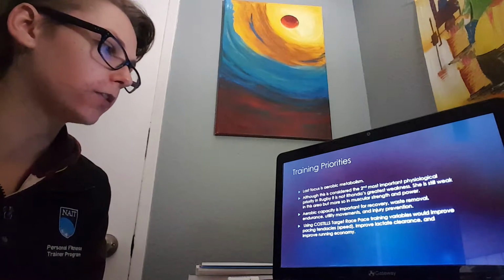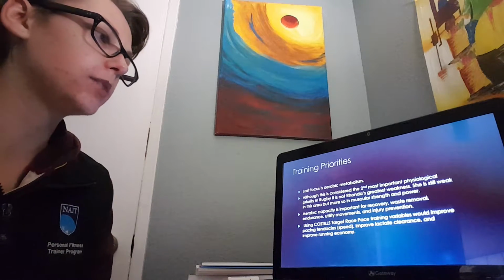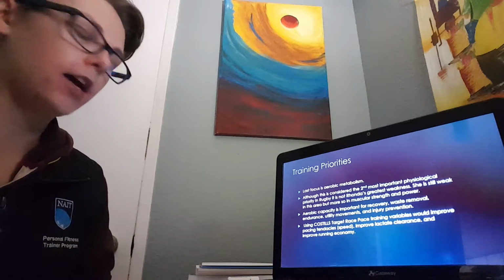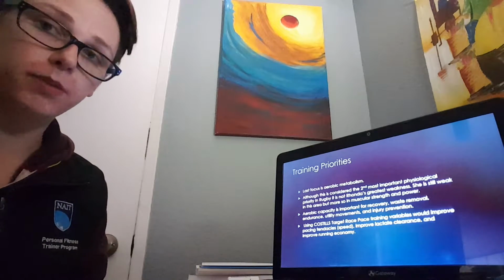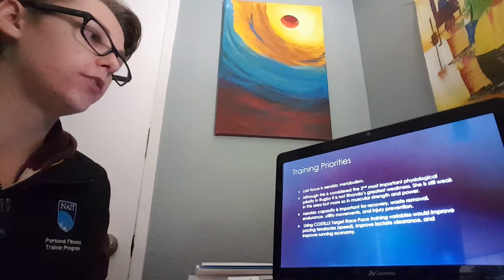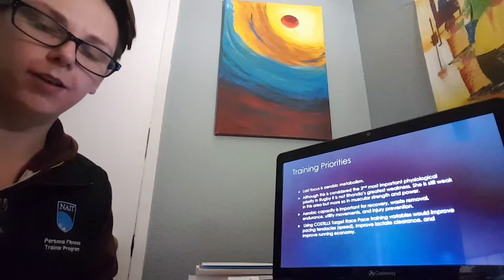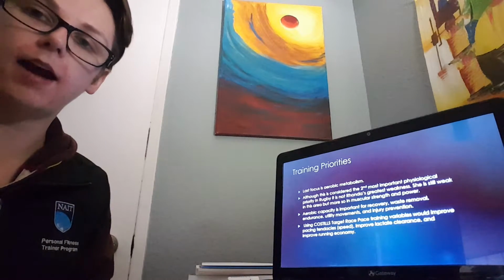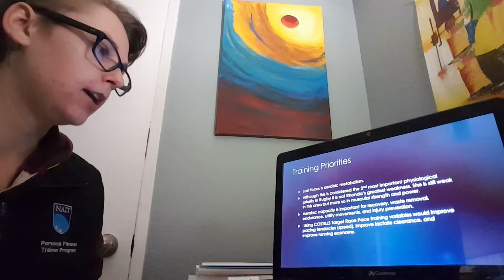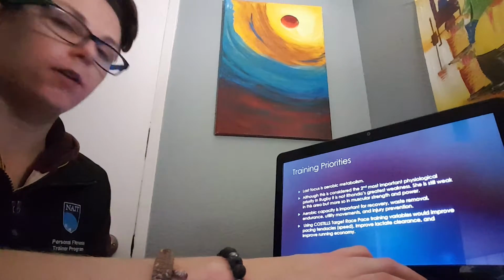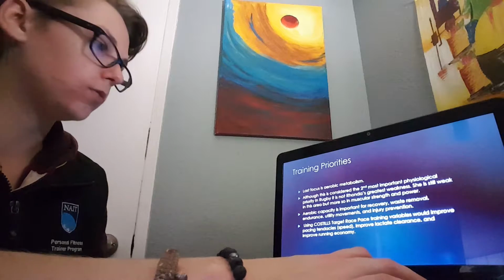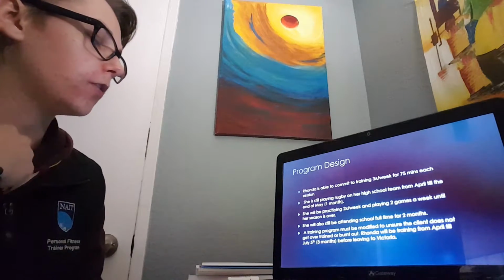To do this, we're going to use the costal target race pace training. This is to help improve pacing tendencies, so her speed, which is really important, improved lactic clearance, which is also really important. That's the whole purpose of having good anaerobic metabolism, and to improve her running economy. So this was the best training out of all of the costal trainings to focus on.